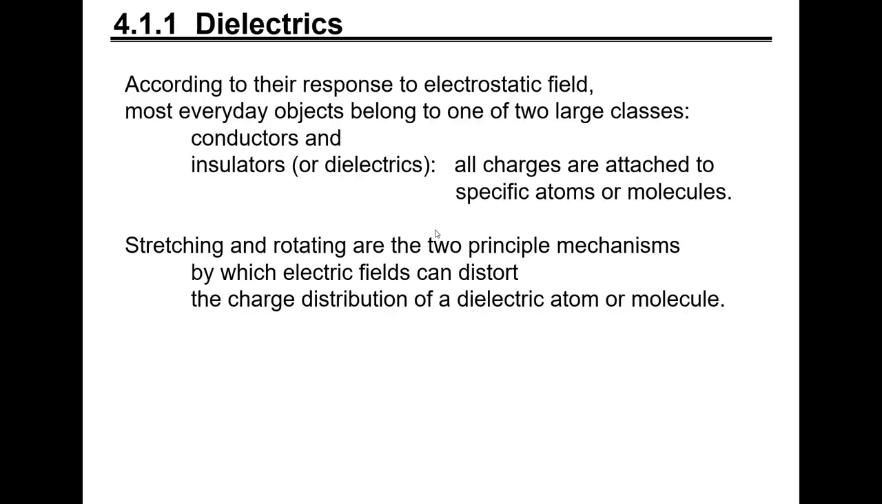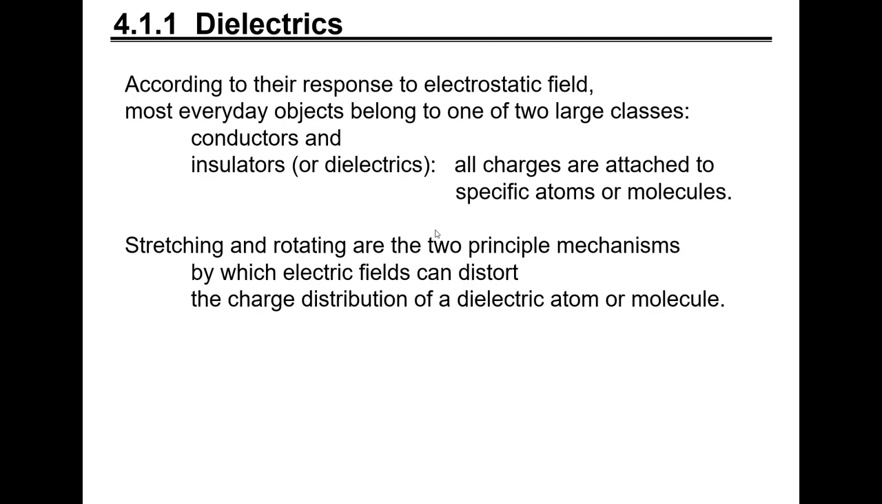So matter, as we know, is anything that has mass and occupies space. So everything that we see is actually matter. Matters can be classified as solids, liquids, and gases. But we can also classify matter as conductors and insulators or dielectrics.